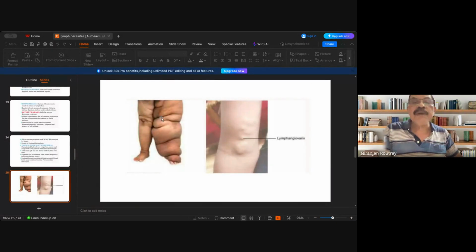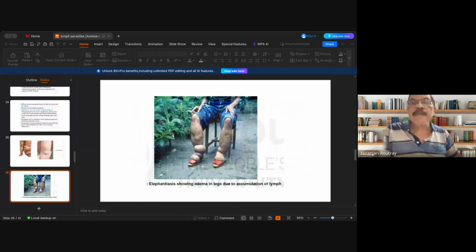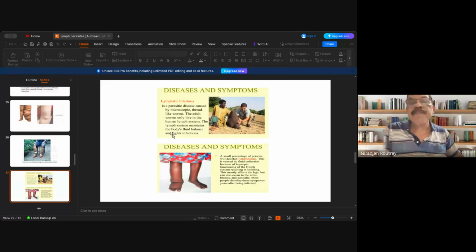Here one limb has been expanded, and it assumes the structure of an elephant limb, that is called elephantiasis. Same thing, edema in legs due to accumulation of lymph. Both the legs have been infected. Here also, lymphatic filariasis, enlarged lymph.